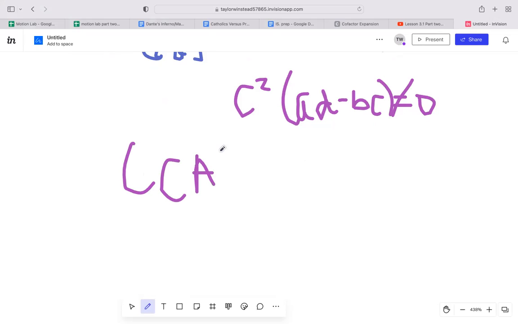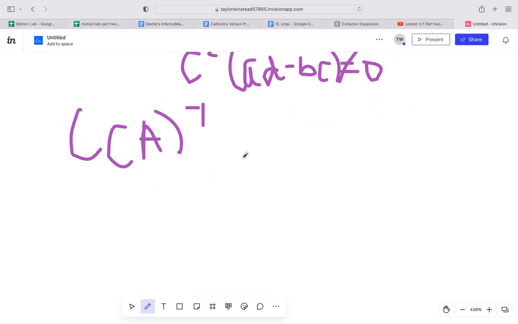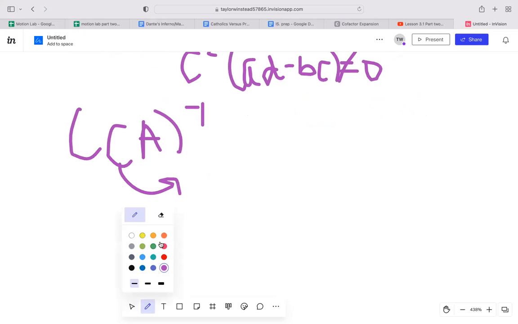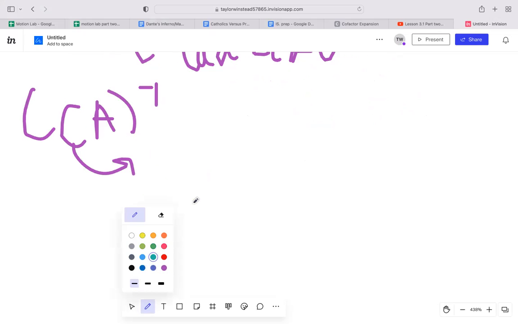So if we have CA and we take the inverse of it, let's write this out. The trouble I got into was assuming and not writing things out. I think that's one of the things I'm learning, that you kind of have to write everything out. Even if you think you know something, you need to write it out and try to prove it.